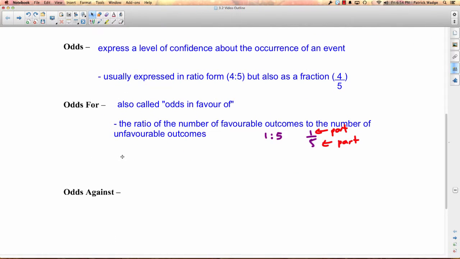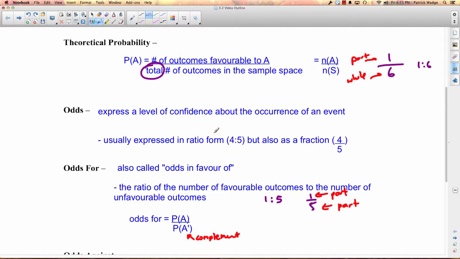The formula for odds for is equal to the probability of A happening to the probability of, remember what this is? This is the complement. Remember what the complement is? It's the elements that are part of the universal set but aren't included in A. By the way, I forgot to say, back in theoretical probability, when I talk about the total number of outcomes, this is assuming that all outcomes are equally likely. That's the only way you can use that formula.